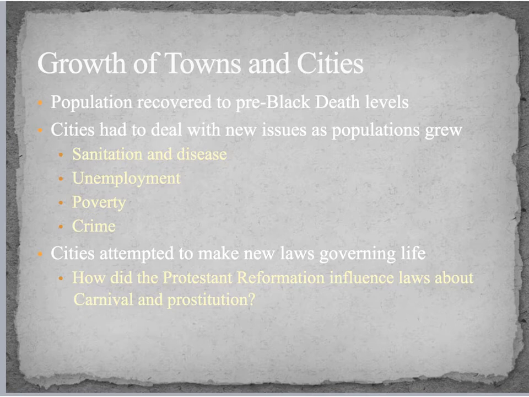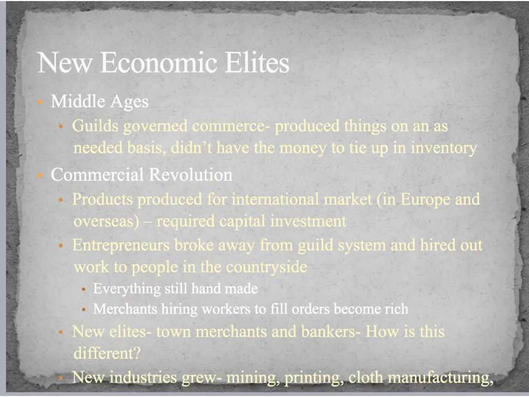So in the Middle Ages, people who produced things were usually organized into guilds. Guilds governed commerce. Guilds were organizations of people who produced the same product, like a blacksmith's guild or a bricklayer's guild or a baker's guild. They produced things on an as-needed basis, again, because they didn't have this hard currency or much of it in the economy. They didn't really have the money to buy up a bunch of stuff, and so they would just produce things when they had an order and when people wanted them.